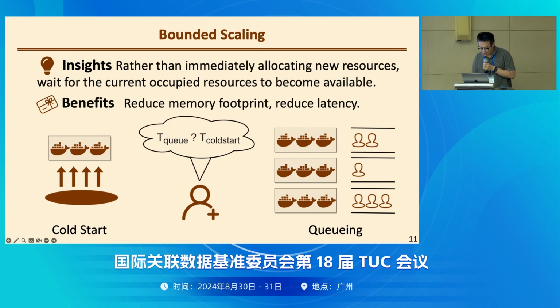Additionally, we estimate the queuing latency for each query to assist in the decision making. If the estimated queuing latency for the current query exceeds the cold start latency, then the system falls back to cold starting new containers. By adopting the bounded scaling policy, we effectively reduce the memory footprint by mitigating the excessive container scaling. Simultaneously, we reduce the prolonged cold starts because we can place some queries on the warm containers.